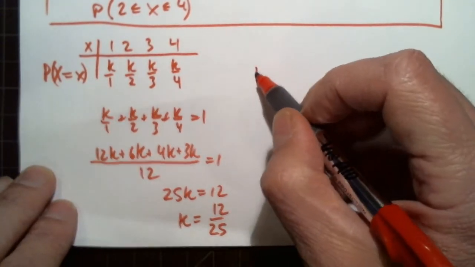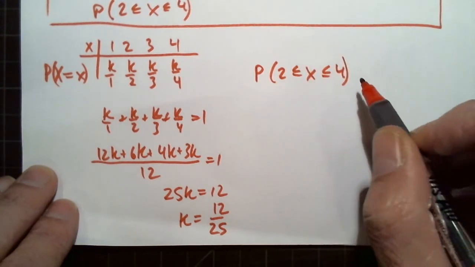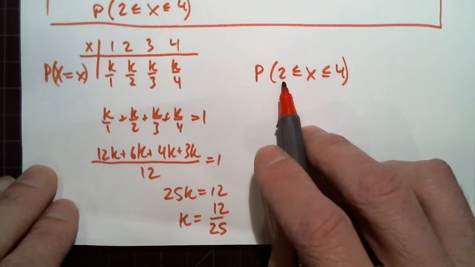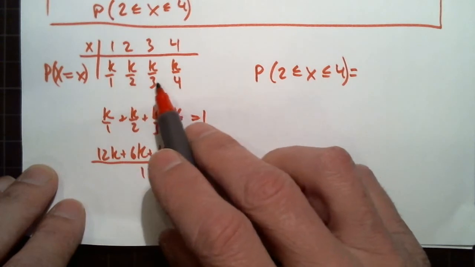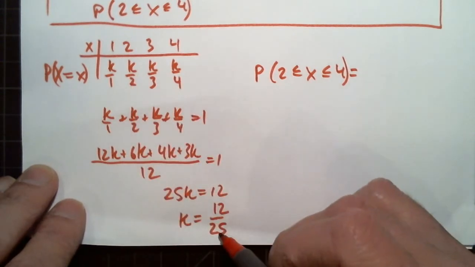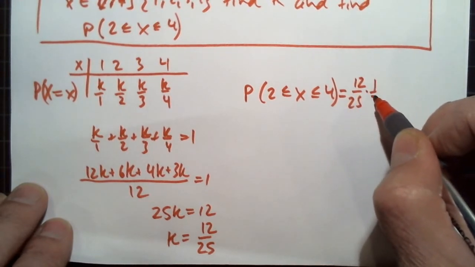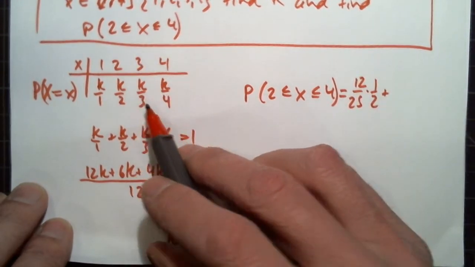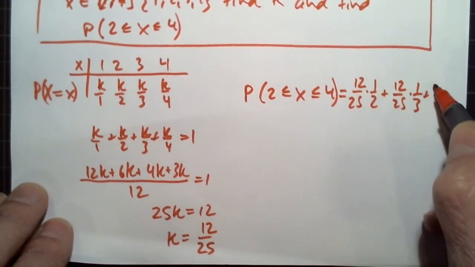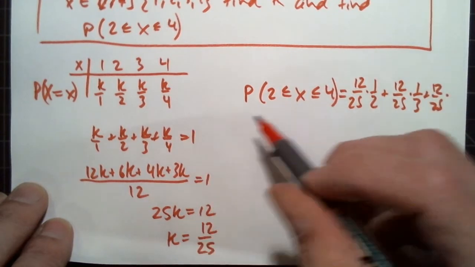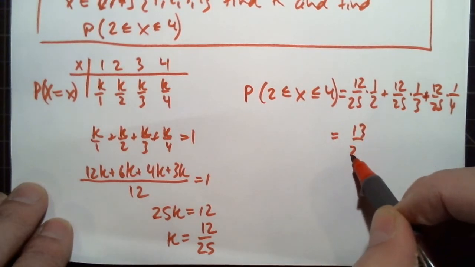Then, if we want to know the probability that 2 is less than or equal to x is less than or equal to 4, we're looking for outcomes of 2, 3, or 4, and so we just have to write down the sum of these probabilities. So 12 over 25 times a half, and then 12 over 25 times a third, 12 over 25 times 1/4, and we get 13 over 25.